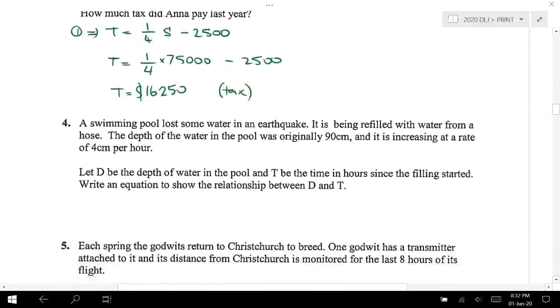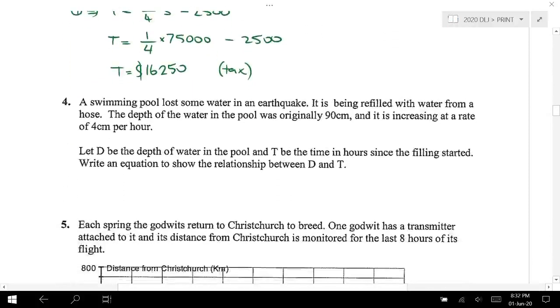Alright. Question 4. A swimming pool lost some volume in the earthquake. It has been refilled with water from a hose. The depth of the water in the pool was originally 90 centimeters and is increasing at a rate of 4 centimeters per hour. So whenever you see the word per, you've got to think that's my rate. And in linear algebra, rate is basically just your gradient on your line. They're just interchangeable words, really.